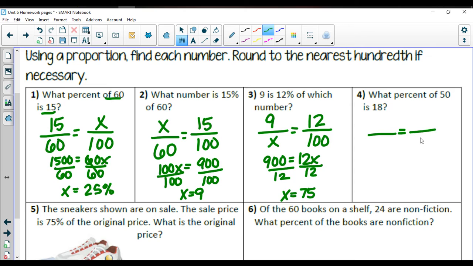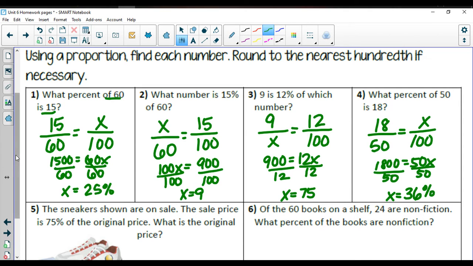For question number 4, what percent, so x in the percent spot, of 50 is 18? So I'm going to multiply through. I get 1800 equals 50x. Dividing through by 50, we end up with x equals 36 for our answer. What percent? So I'm going to give it a percent symbol here.